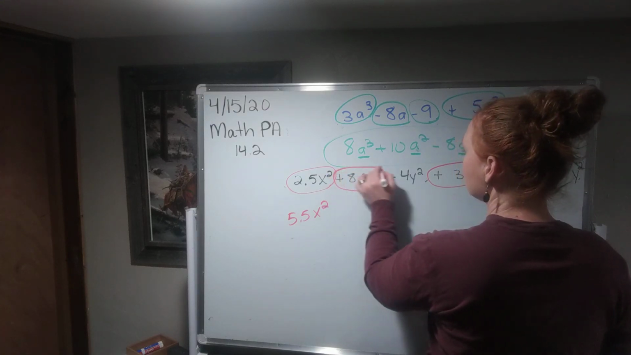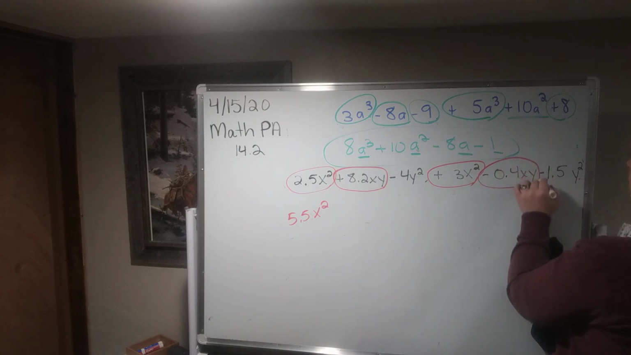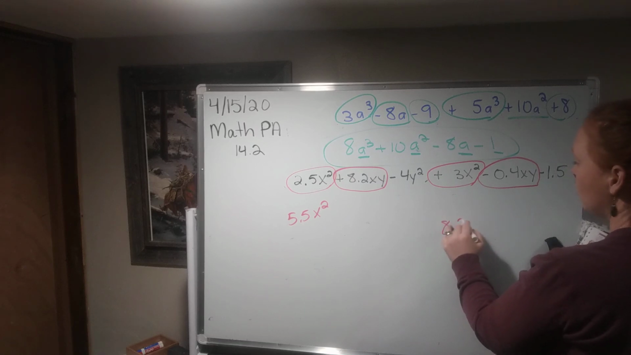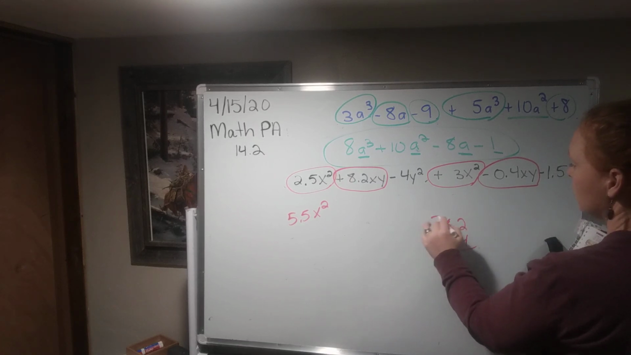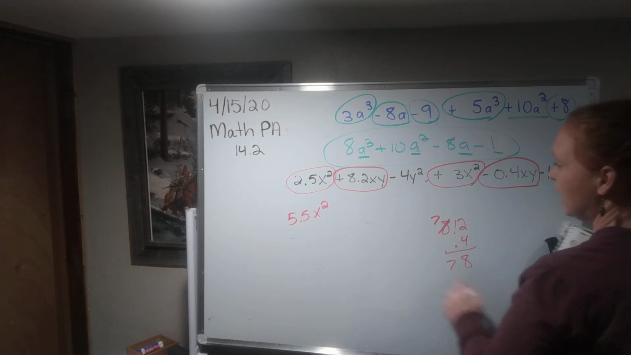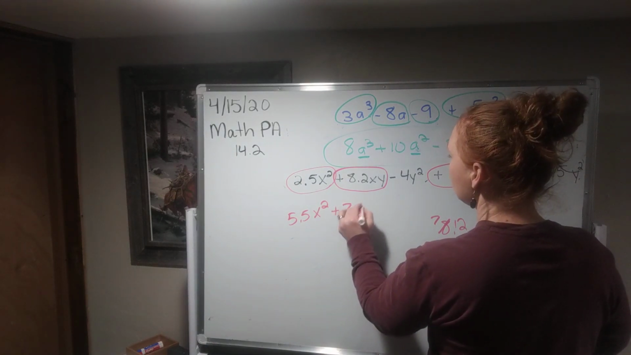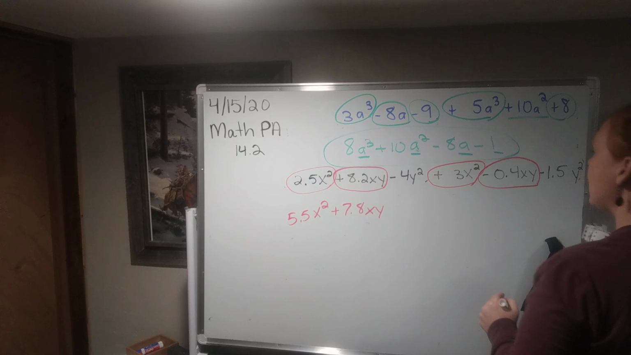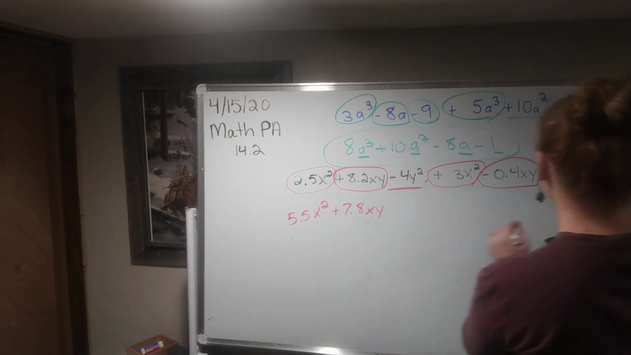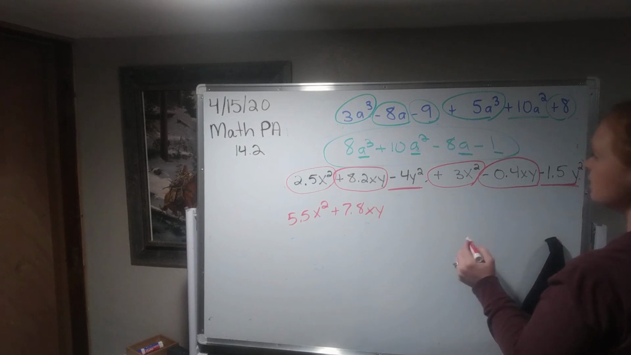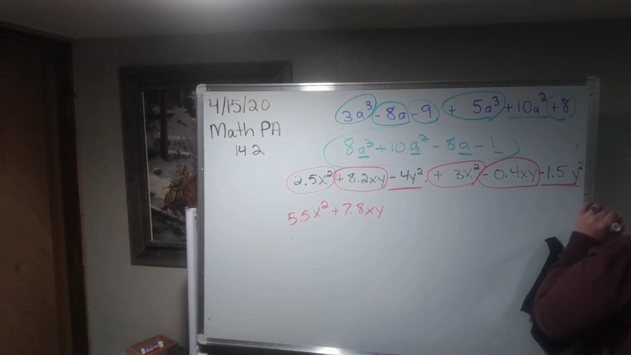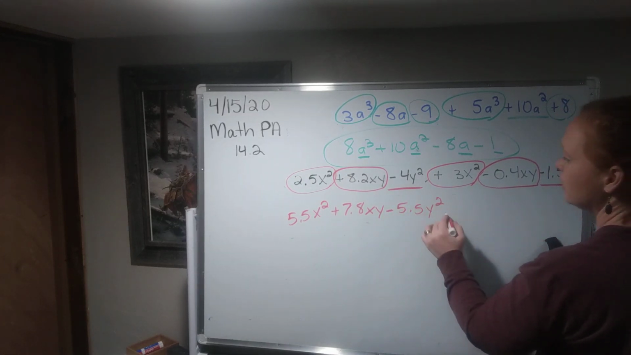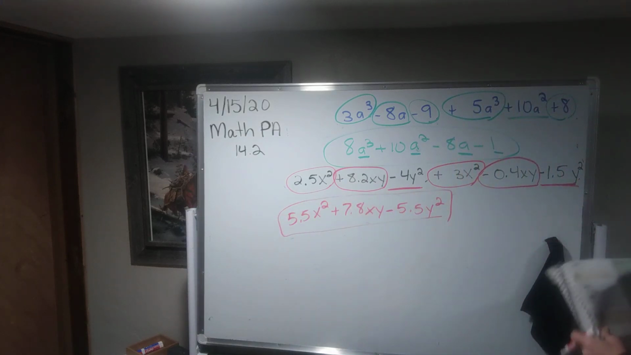Okay, now I want to see if there's any other x's. And I see that there's an xy, so it will come next. Okay, so I have a positive and a negative. I'm taking away 0.4, so 8.2 minus 0.4 would be 7.8. So positive 7.8xy, combine those terms. Now I have a y squared. Okay, so I have negative 4 and negative 1.5, so I'll add those to be negative 5.5y squared. And this is my answer.